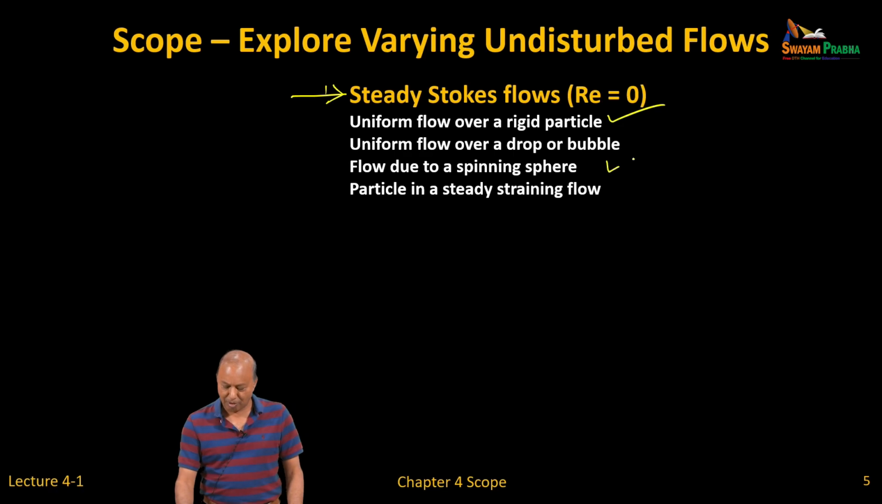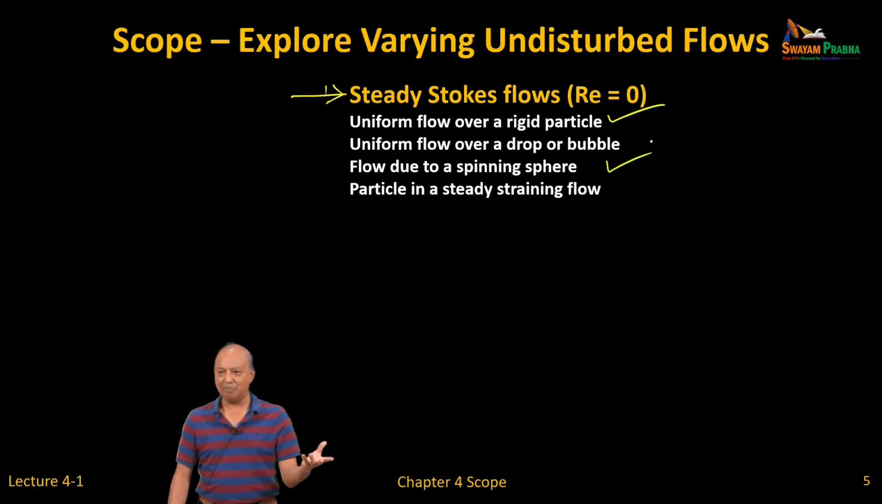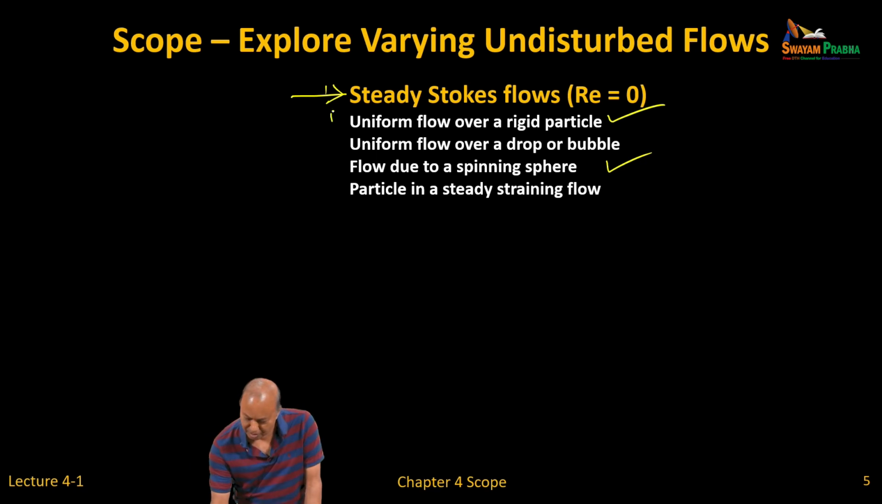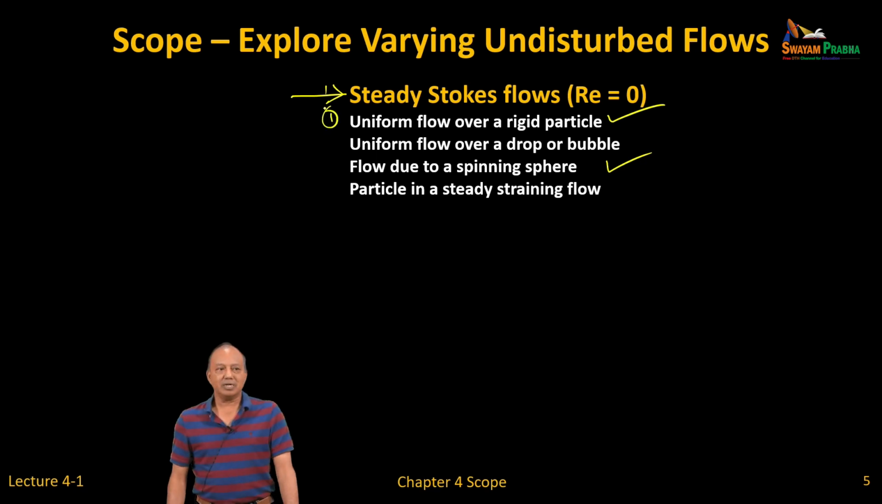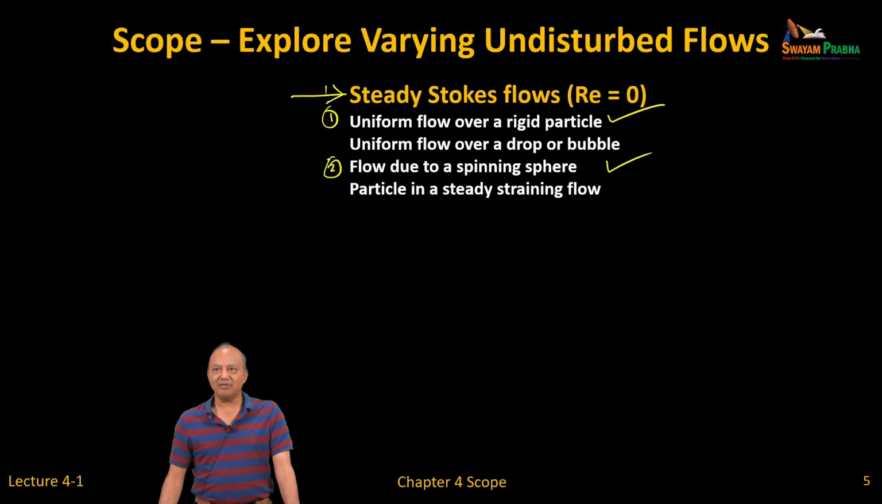and you can talk about flow due to a spinning sphere. By the way, uniform flow over a rigid particle is the same as fluid being stationary and the particle moving. They are one and the same because of Galilean invariance. So you can think of the first problem as the particle having relative translational velocity, and the second one as the particle having relative rotational velocity.